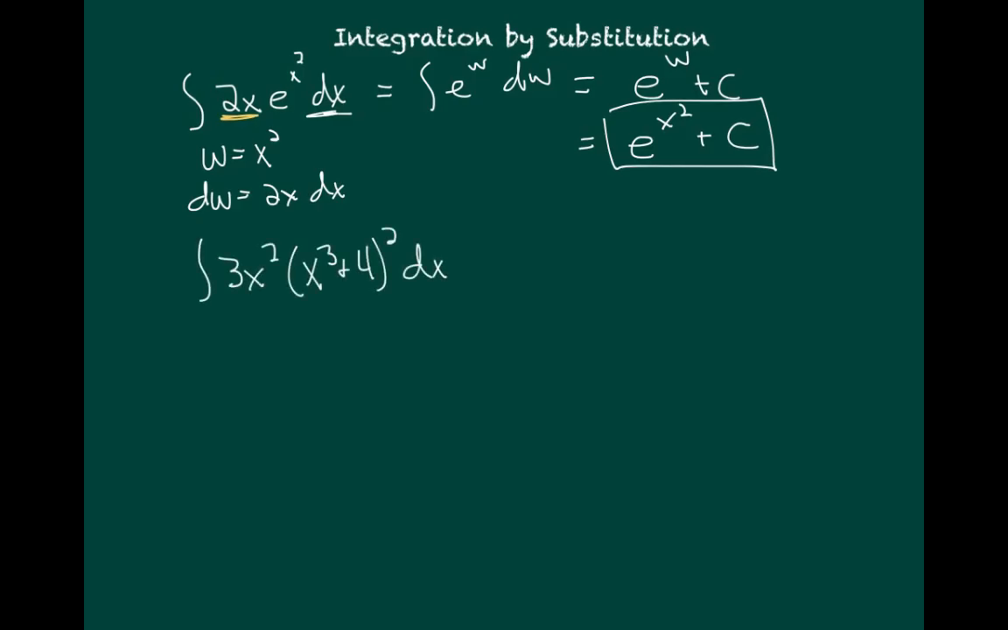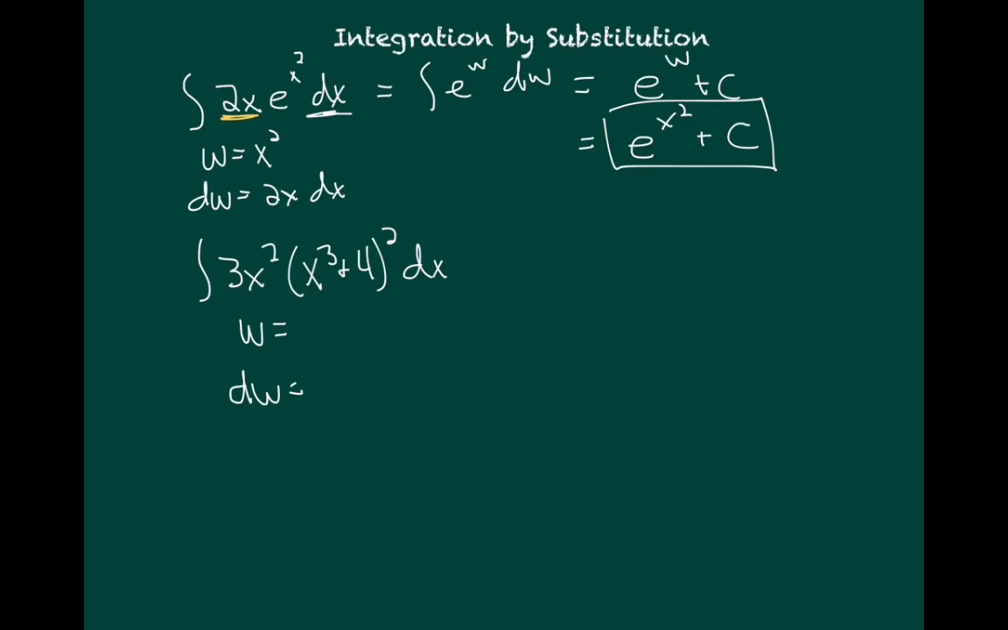Okay, well, here we have the integral of 3x squared times x cubed plus 4 squared. So I want you to pause the video and try integrating this yourself. Remember, what you're going to want to find is an inside function, and we'll set that equal to w, and the derivative of the inside function, and we'll set that equal to dw. Now pause the video and try to do this by substitution.